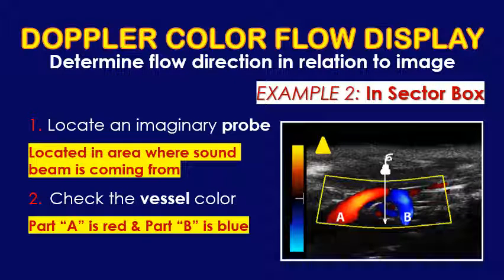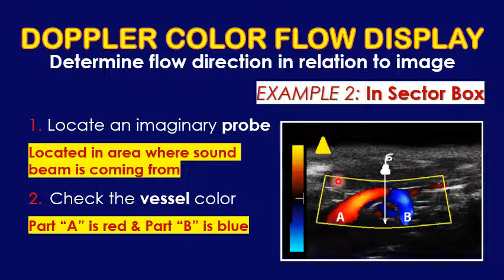Now, what if I have a sector probe? A sector probe will give me a sector image, either a sector with a point, a pointed sector, or a blunted sector. Either way, this is a sector. If you look at the color box of a sector, you see that it's not rectangular and not a parallelogram. It's actually a sector shape. So it takes almost the same configuration as the probe.